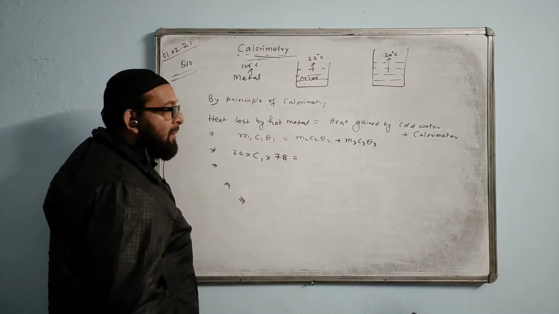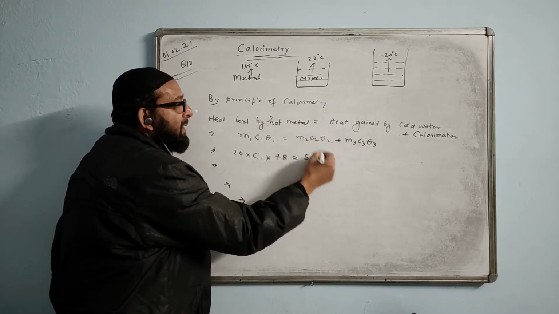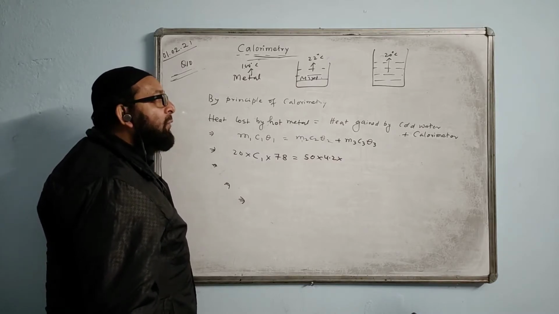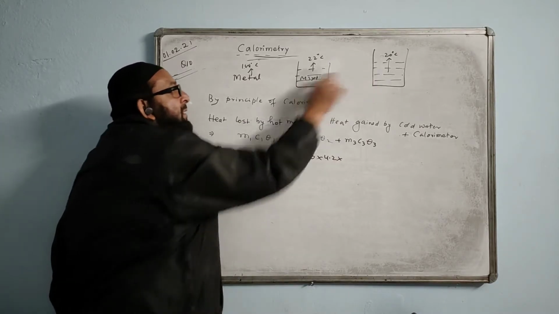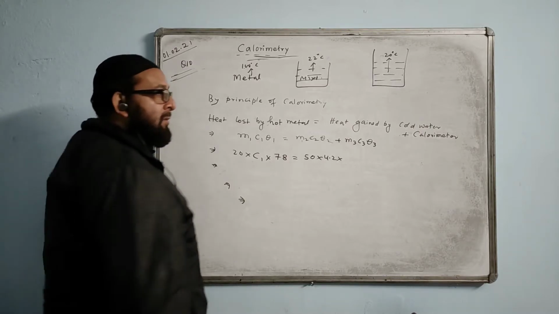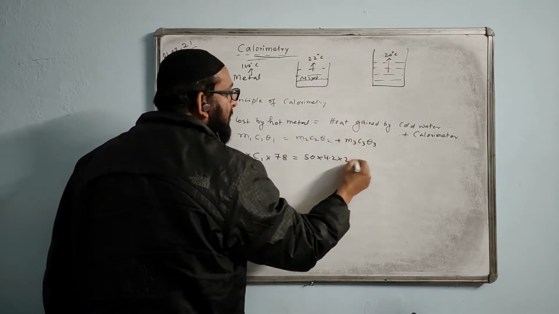Mass of the cold water given in the question is 50 gram. C2 is 4.2, I mean the specific heat capacity of water. What is the temperature difference for this water? Tell me. 2. This minus this, 2.